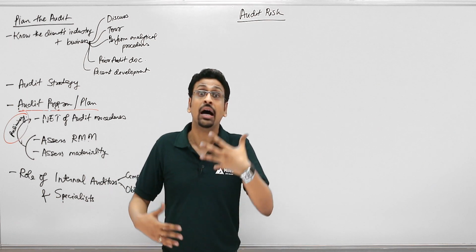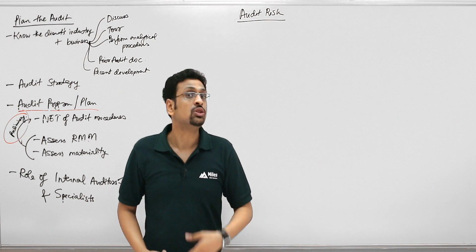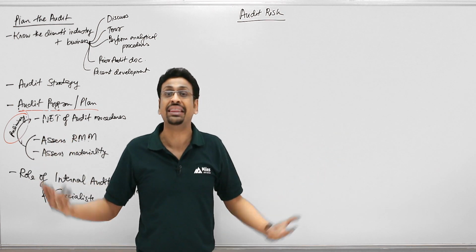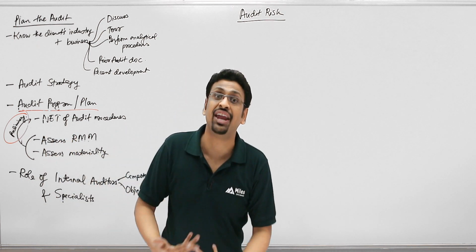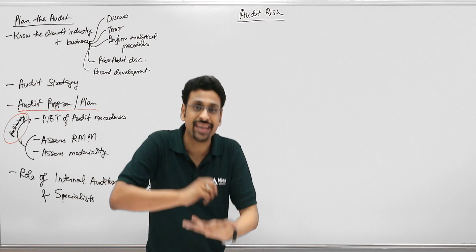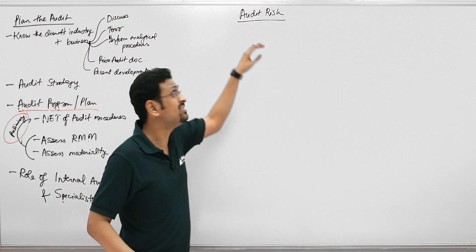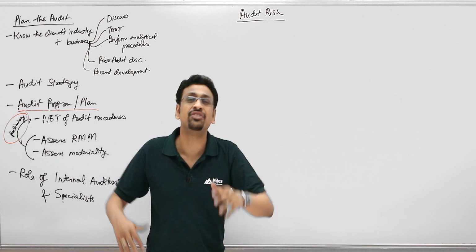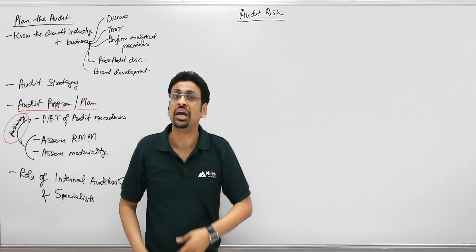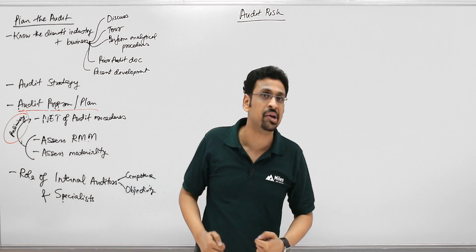It's something like what Arthur Andersen did for Enron. So Enron had cooked up financials. They had materially misstated financials. But Arthur Andersen signed off on that. They gave a clean opinion. That's audit risk. Guys, this is the risk that gives you sleepless nights as auditors. It keeps you tossing and turning in bed.